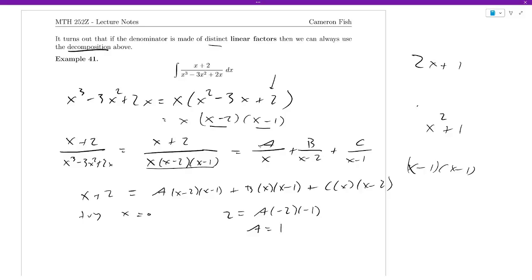I'll let you try completing that, but that kind of logic should work. You should be able to try x equals 1 and x equals 2 to get the other two numbers. Notice here that because of the distinct factors, I can actually pick an x which will get rid of any two of them but keep the third one. That's not always going to happen, but that's kind of why this method works here.